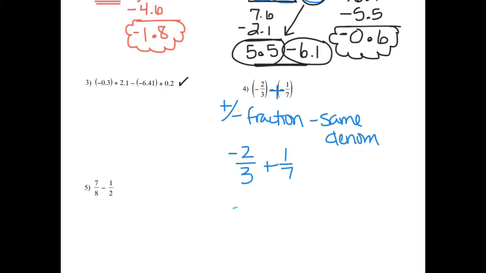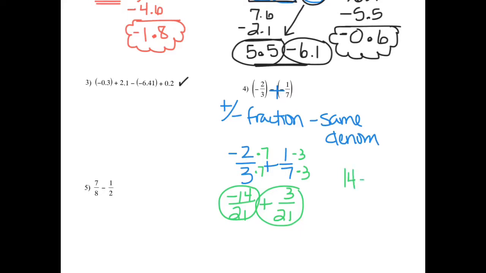3 times 7 is 21. I multiplied this by 7. I multiplied this by 3. Negative 2 times 7 is negative 14. Plus 1 times 3 is 3. Are the signs the same or are they different? They are different, so it's a subtraction problem. 14 minus 3 is 11 all over 21.